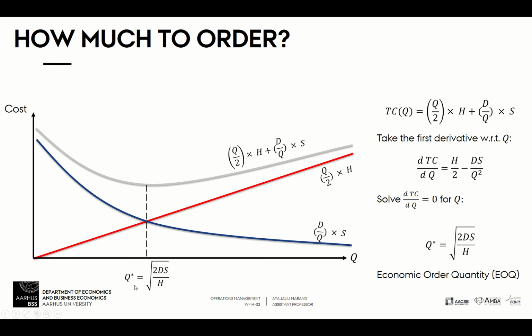The optimal Q, which will minimize total costs, denoted by Q star, is in fact the point at which this total cost curve will reach its minimum. And as we can see here in this figure, this point is exactly the point at which the two cost terms, inventory holding cost and ordering cost, will cross each other. In other words, at optimality for an EOQ model, the inventory holding cost and the ordering cost will be equal to each other.